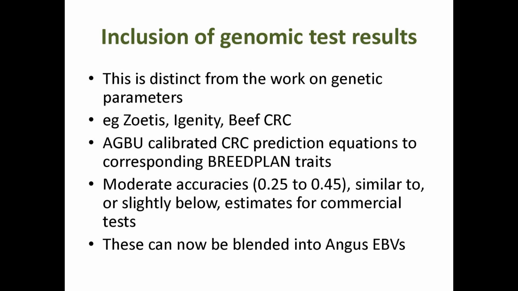We've done the calibrations on them to test them against the corresponding Breedplan traits, and the accuracies from that are what are used to blend into Angus EBVs in Angus Breedplan. The accuracies for all the tests, broadly speaking, in Angus are what I'd call moderate, and they're typically similar to or a little bit below the estimates that are published by the commercial companies. But the accuracies have been calculated for how those tests work in your cattle using Australian Angus data. And that's now part of Breedplan.